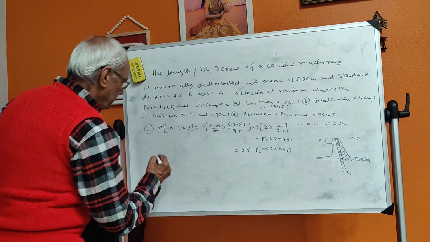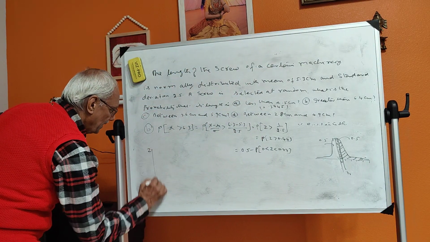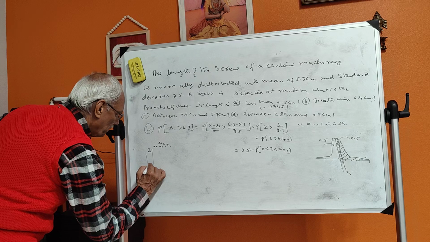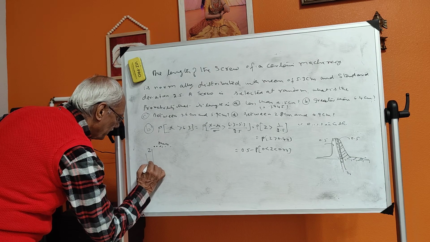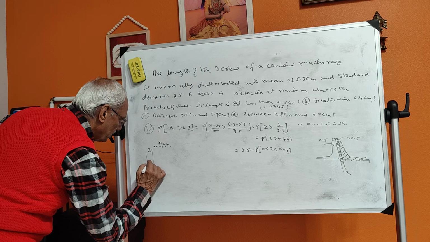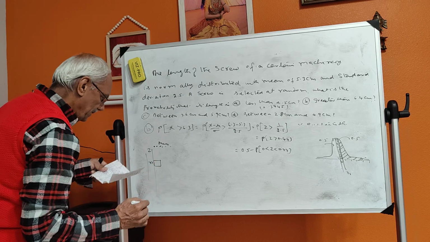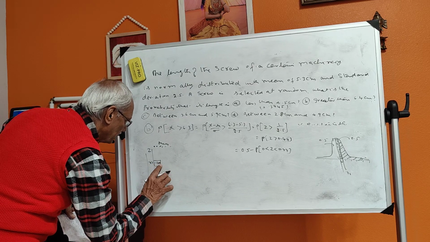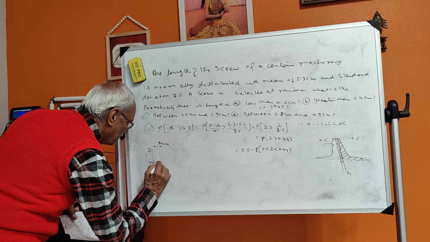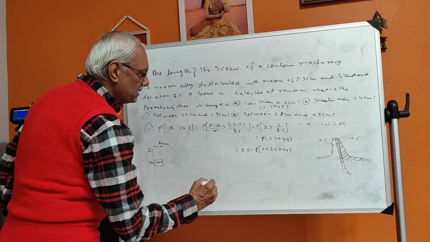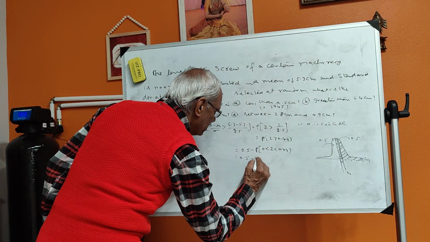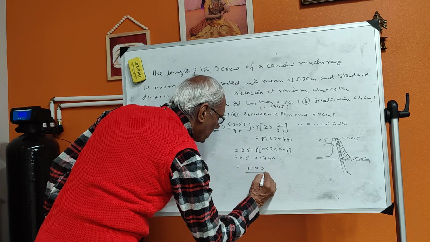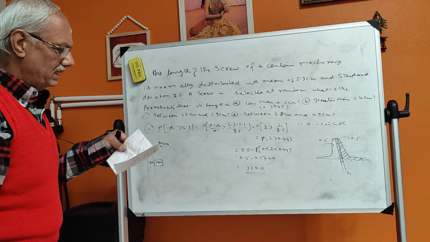So if you refer to the table, here you see the Z value, it is 0.0, 0.1 like this, 0.4. So here you will find the value 0.1700. So it is 0.5 minus 0.1700, which is 0.33. So the answer is 0.33.